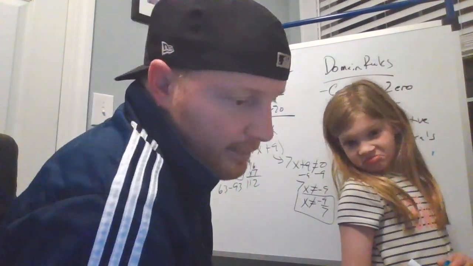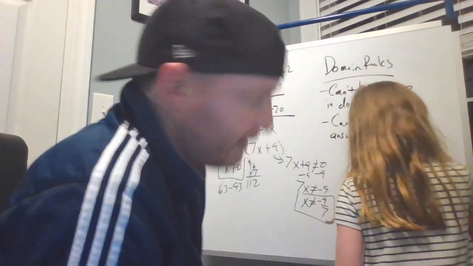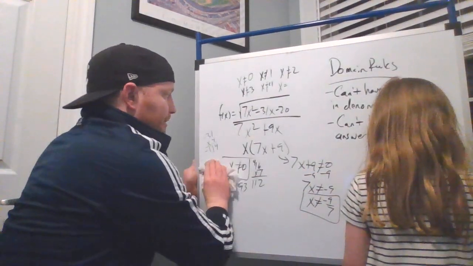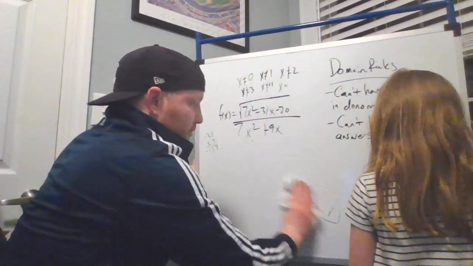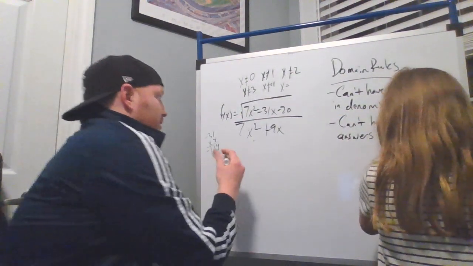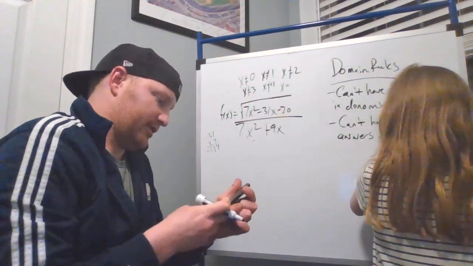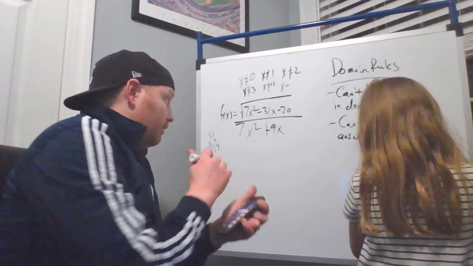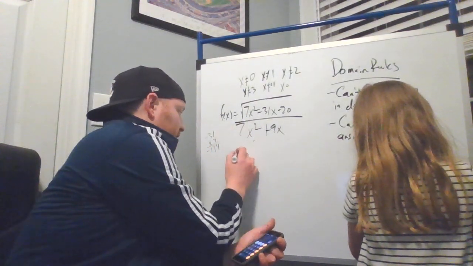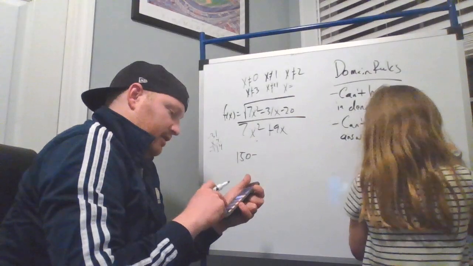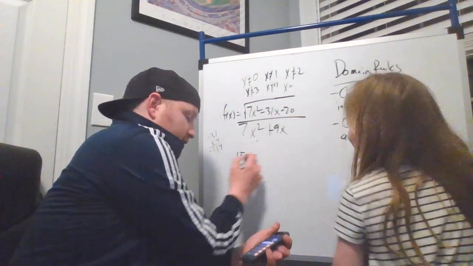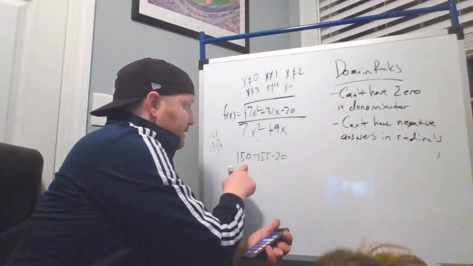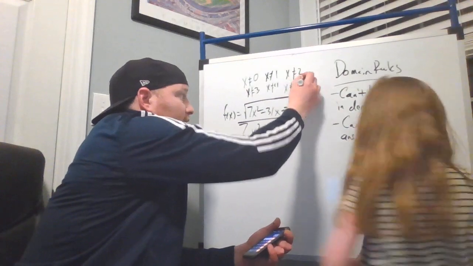If you do your math, x can equal 5 because we're going to end up getting this as an answer. Well, 7 times 25 is going to be 150 minus 31 times 5 is 155 minus 20. I got more negative than positive, so x cannot equal 5.